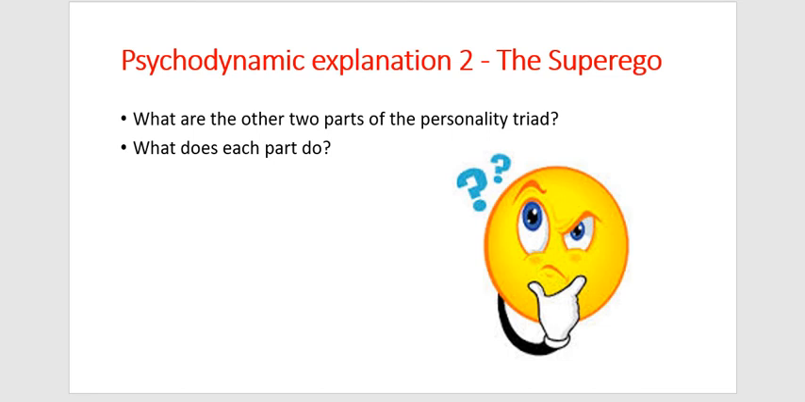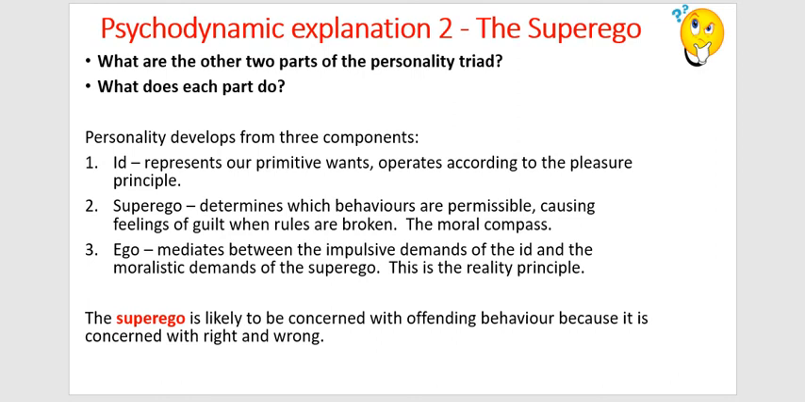The second psychodynamic explanation is the role of personality. In particular, we need to focus on the superego. According to Freud, there are 3 parts of the personality triad. Just think about them. What were they? What does each of those parts do? The personality triad: the id, the superego, and the ego.